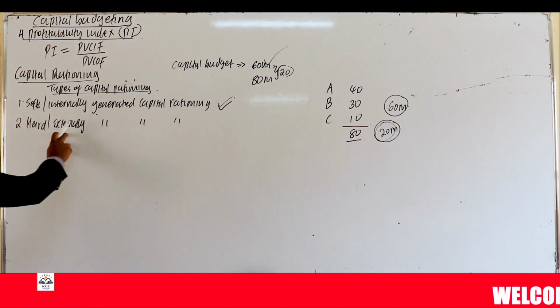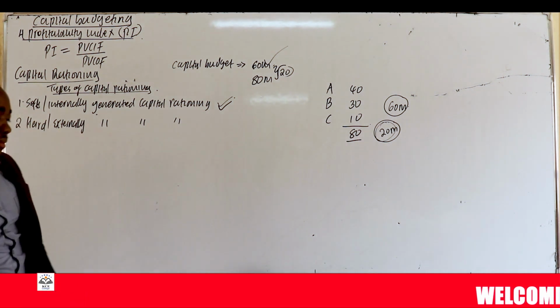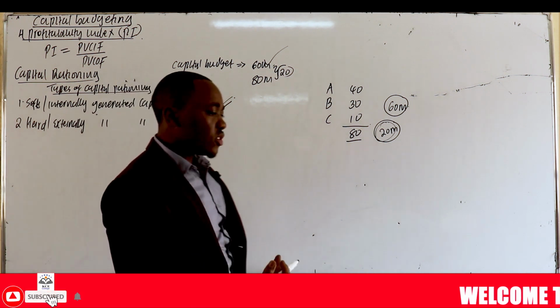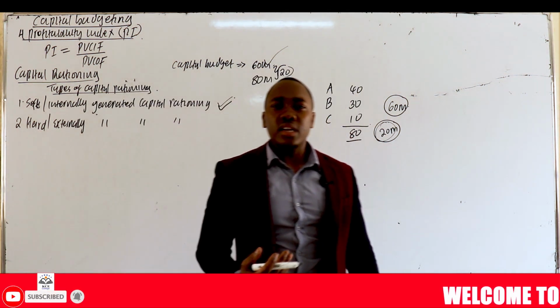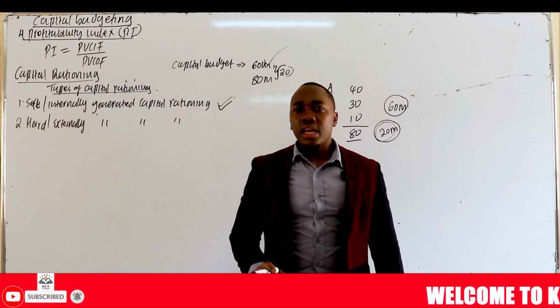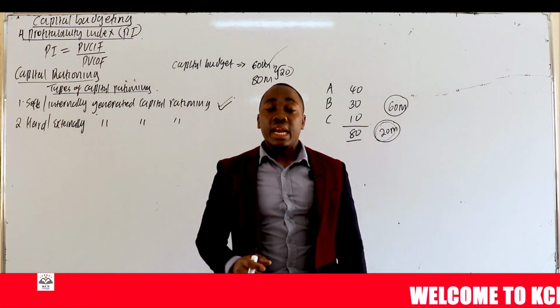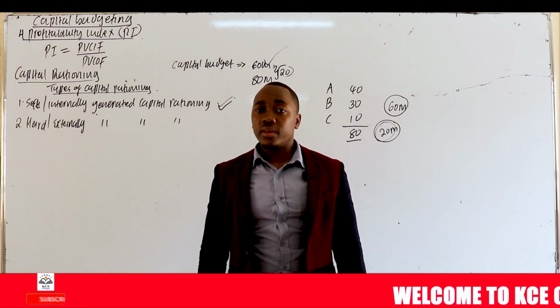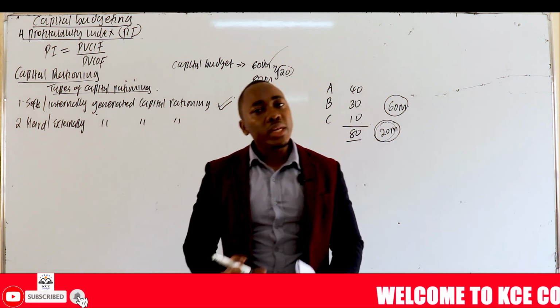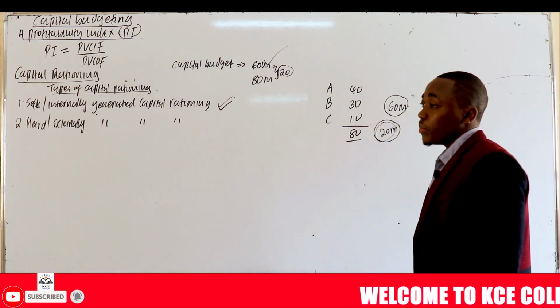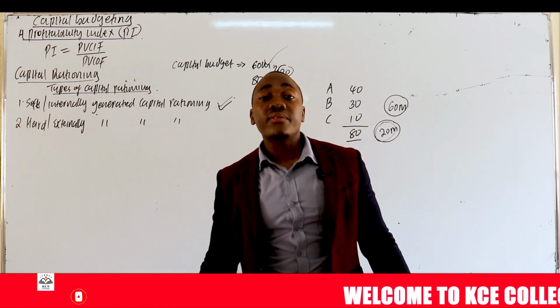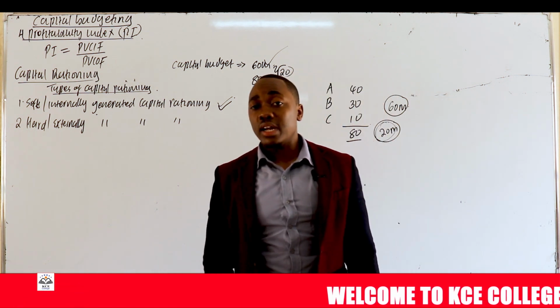Good. Then we have hard or externally generated capital rationing. We have said that this is the scarcity of investment funds due to factors not within the control of the management. Now, what are those factors? Number one, lack of security in case of borrowing. In this case, the company is willing to get the 20 million through borrowing. But they don't have any asset they can offer as collateral.